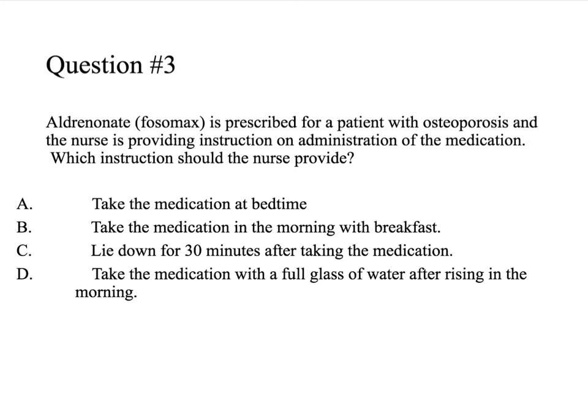Okay, looking at a question about alendronate, that one's hard to say, but it's also known as Fosamax. We know that this is a bisphosphonate, and a lot of the bisphosphonates will end in NATE, so that's kind of helpful for us. So alendronate is prescribed for a patient with osteoporosis. The nurse is providing instruction on administration of the medication. Which instruction should the nurse provide?